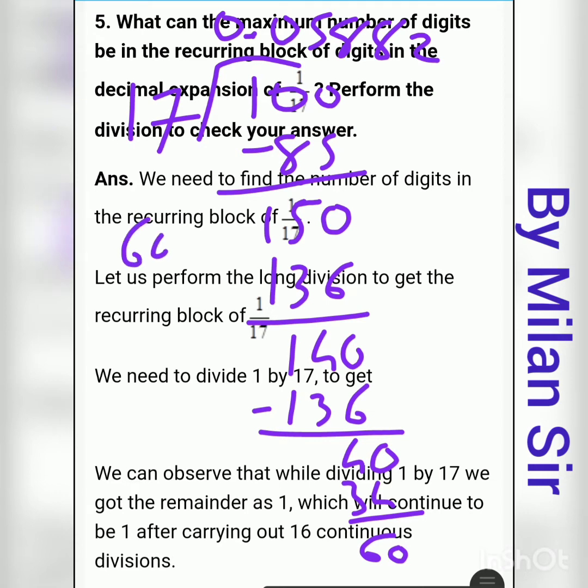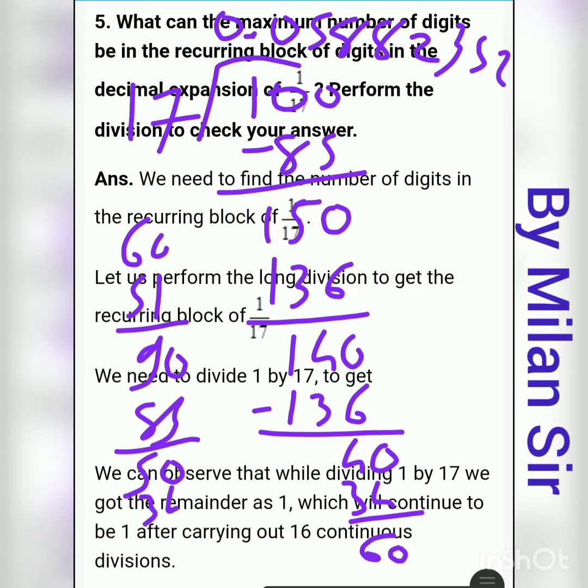Now if we think about 60, then 17 3s are 51, so the remainder is 9, and again we get a 0. 17 5s are 85, so 5 is the remainder, and it becomes 50. 17 2s are 34, remainder 16, so 160. Now 17 9s are 153, so we get remainder 7, so it becomes 70.